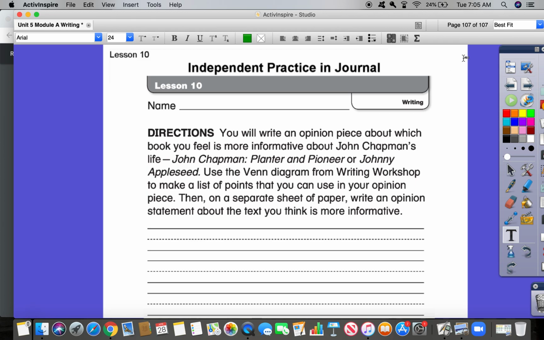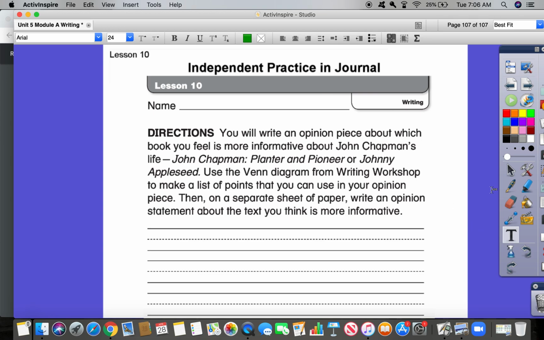So now in your online writing journal, this is independent practice, you will write an opinion piece about which book you feel is more informative. That means what gives more information about John Chapman's life. Is it John Chapman, planter and pioneer, or Johnny Appleseed? Use a Venn diagram from Writing Workshop to make a list of points that you can use in your opinion piece. Then on a separate sheet of paper, so in your online writing journal, write an opinion statement about the text you think is more informative.